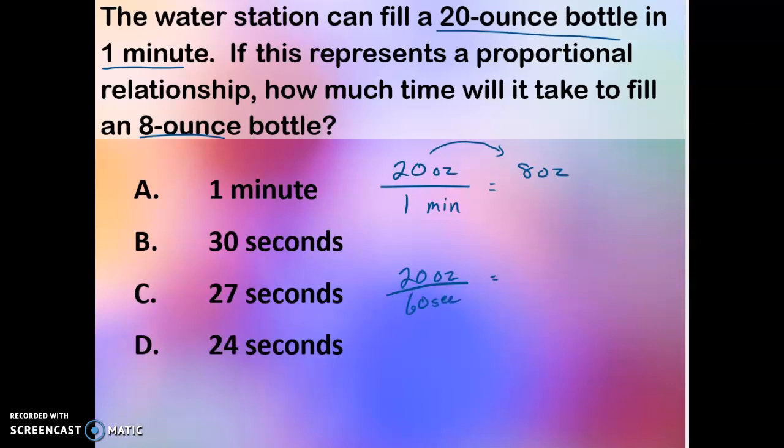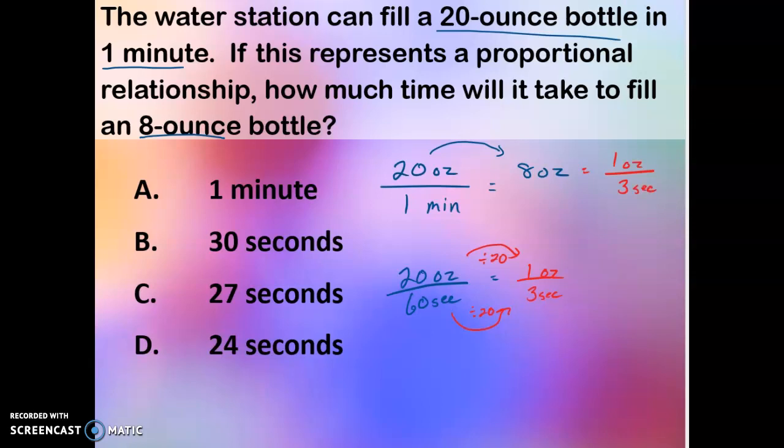So now we know we can simplify the top and the bottom by the same thing. So dividing by 20, 20 divided by 20 is 1 ounce. 60 divided by 20 is 3 seconds. So 8 ounces can be equivalent to 1 ounce to 3 seconds.